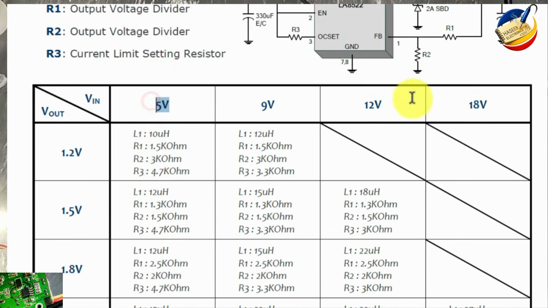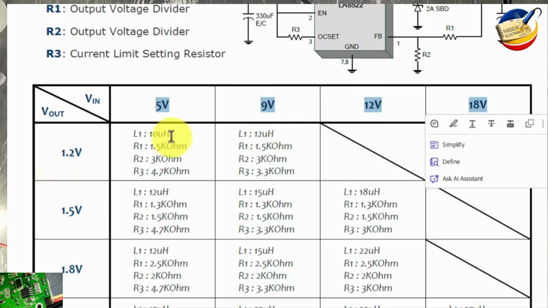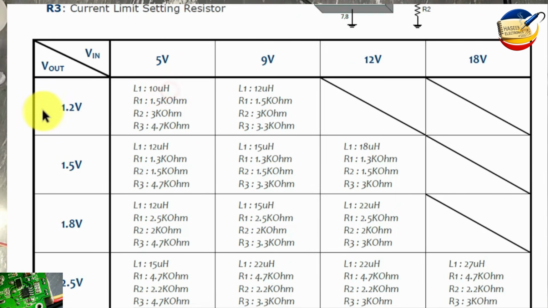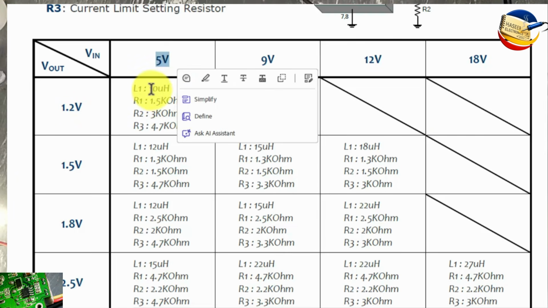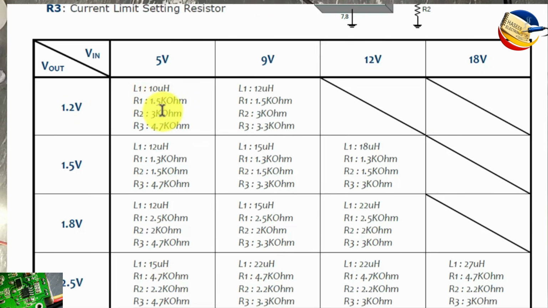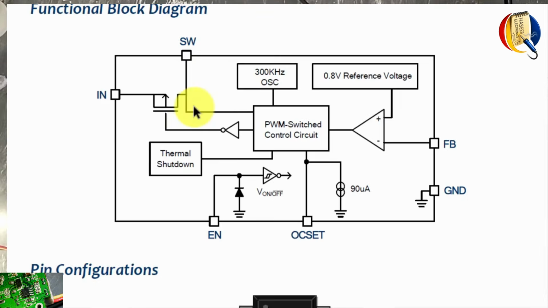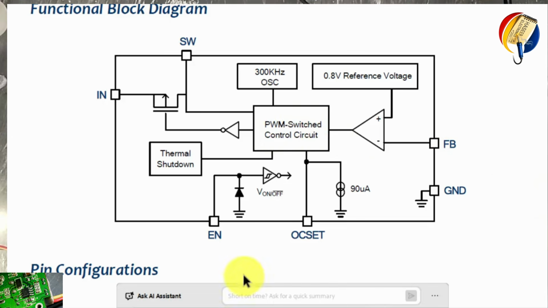Input voltage in the top row, and here are outputs. We can select the output. If you want 1.2 volt output by providing 5 volt input, this inductor value, R1, R2 and R3, 3 resistor values. If 9 volt input and output is 1.2 volt, then these component values are used. Block diagram here, in and switching output. Here is the PWM switching control circuit and feedback is applied here. Enable pin is here, current setting here.